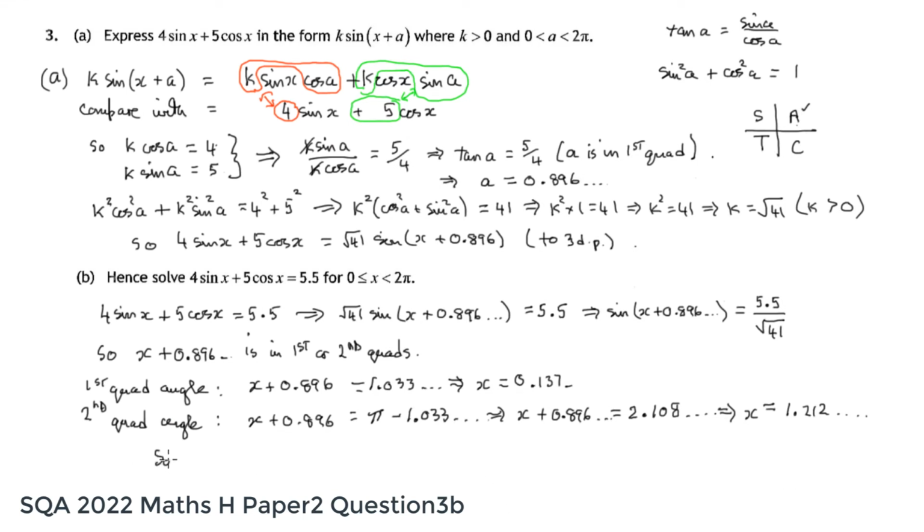So the solutions to this equation are 0.137, and I remember it was a small number we were chopping off after that, and 1.212, and again it was a number less than 5 we were chopping off. So these are both correct to 3 decimal places. And that's the two solutions between 0 and 2 pi for this equation.